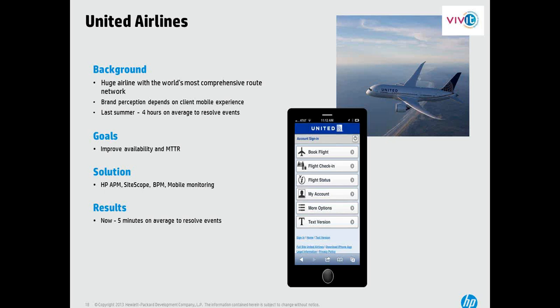About last year, they would take close to a full day to identify the issues that are causing the mobile application to perform under the SLAs, but now they take just 5 minutes on average to resolve the events. And that's a significant improvement in the mobile application that they're offering to the end customers in terms of availability and performance, and therefore improved customer satisfaction index.